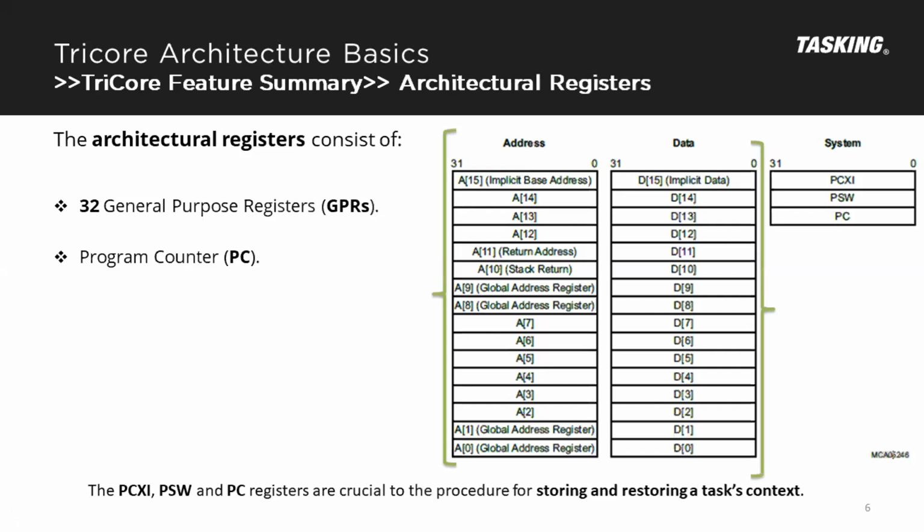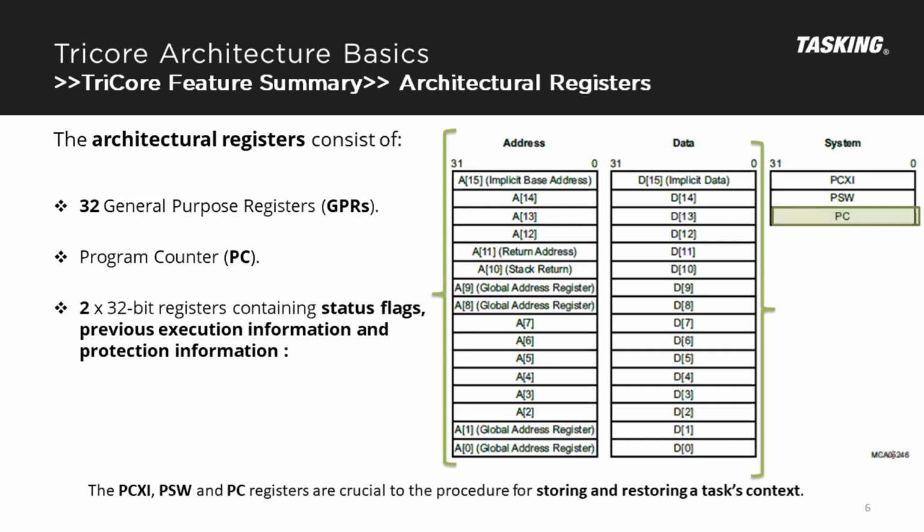And we have the PC register as well. PC stands for program counter, and it refers to the current instruction that needs to be executed by the CPU. You will find it under the system part. You will also find two additional 32-bit registers that contain the status flags, the previous context, and the protection information: the PSW, or processor status word, and the previous context information register.